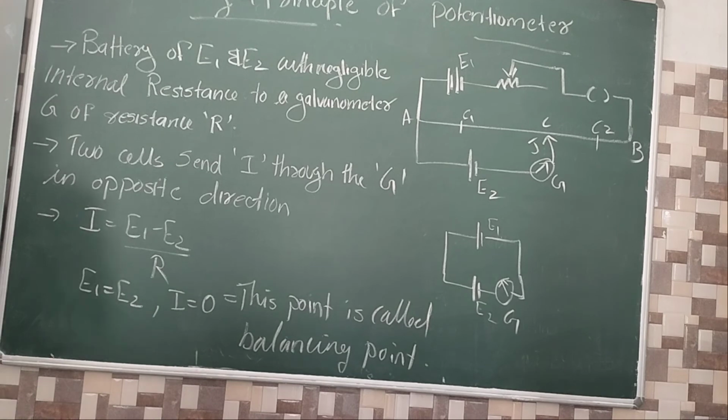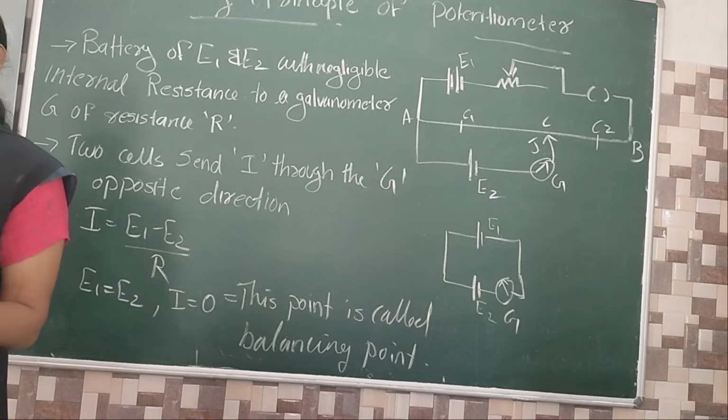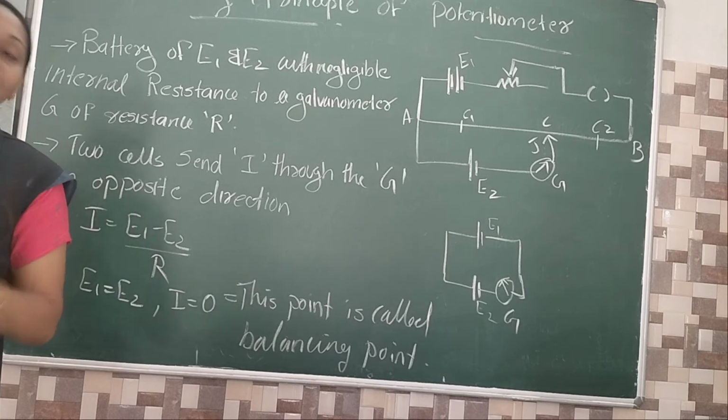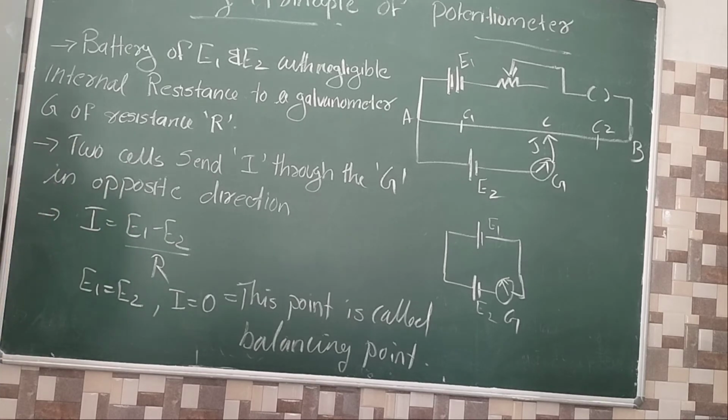So we should go on to the explanation of potential gradient. Okay, what is the potential gradient? Potential per unit length. That is called potential gradient. What is the symbol of potential gradient? K. Very good. K is the symbol of potential gradient.